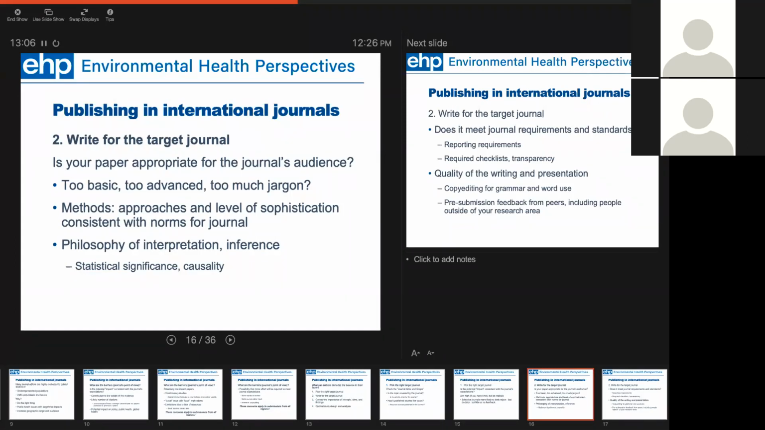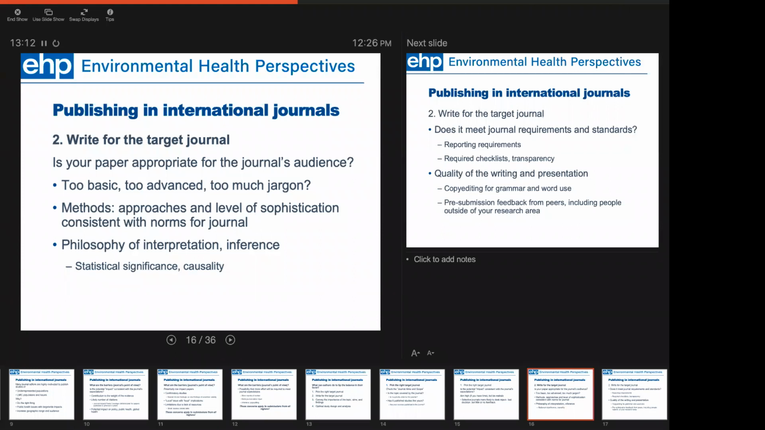The methods and approaches should also be consistent with the norms for the journal. So even the same study question may be addressed using very different methods, in a social science journal, for example, compared with an epidemiology journal. And if you're aiming for a multidisciplinary journal, sometimes that's less of an issue, but still you want it to be a good fit. So for example, in EHP, there's certain social science methods that we don't publish very often, and you might be better off going to a different journal for that.